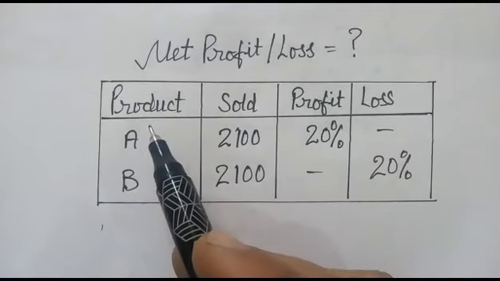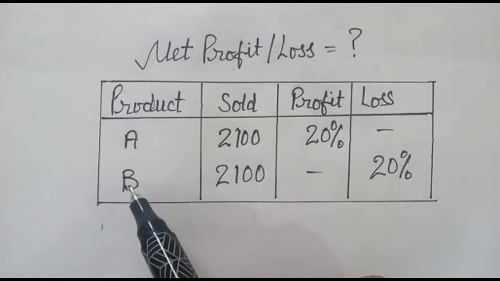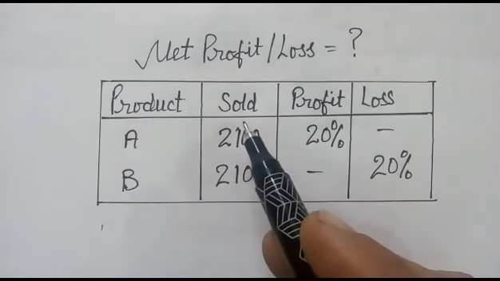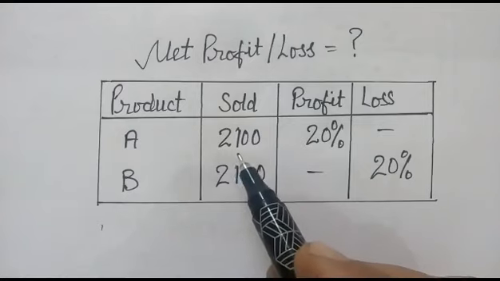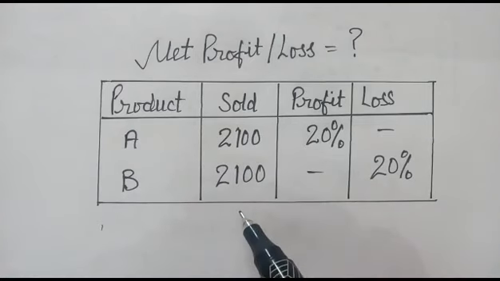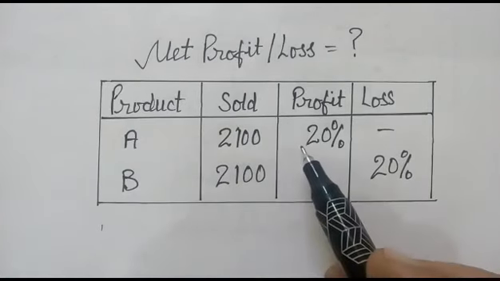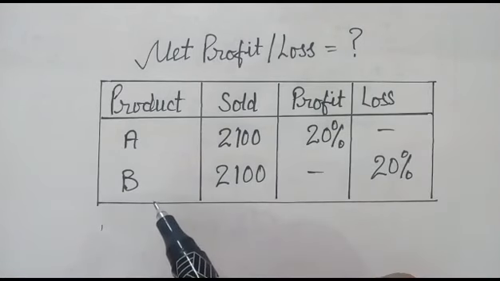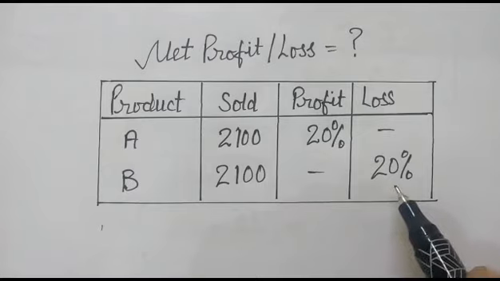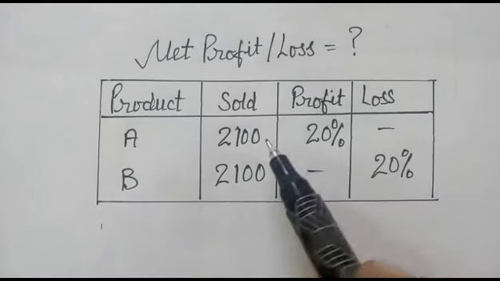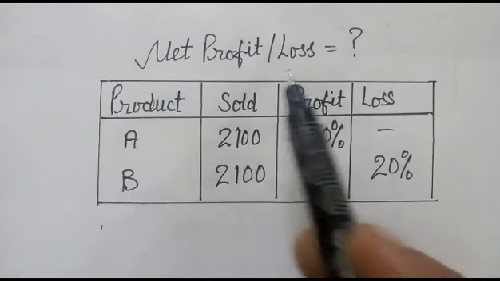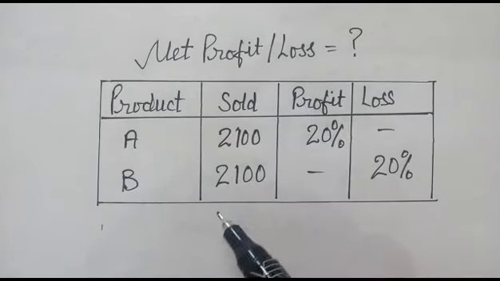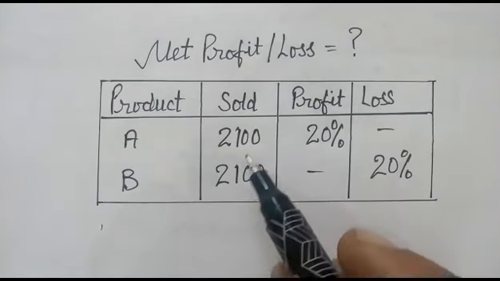A shopkeeper has two items, A and B. He sold both items at the same rate, 2100 and 2100. In the first item he gets a 20% profit and in item B he gets a 20% loss. We have to find out the net loss or profit. Okay, so let's start.